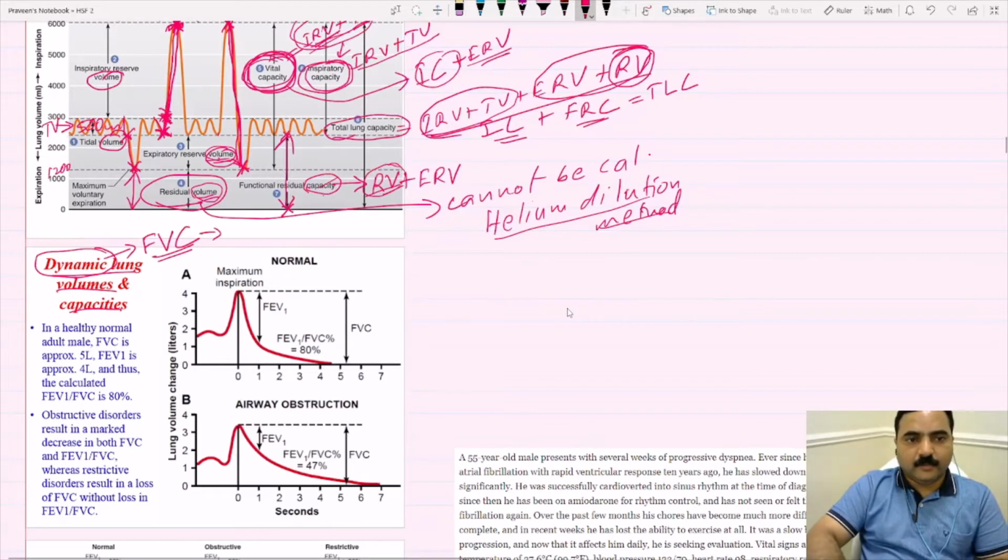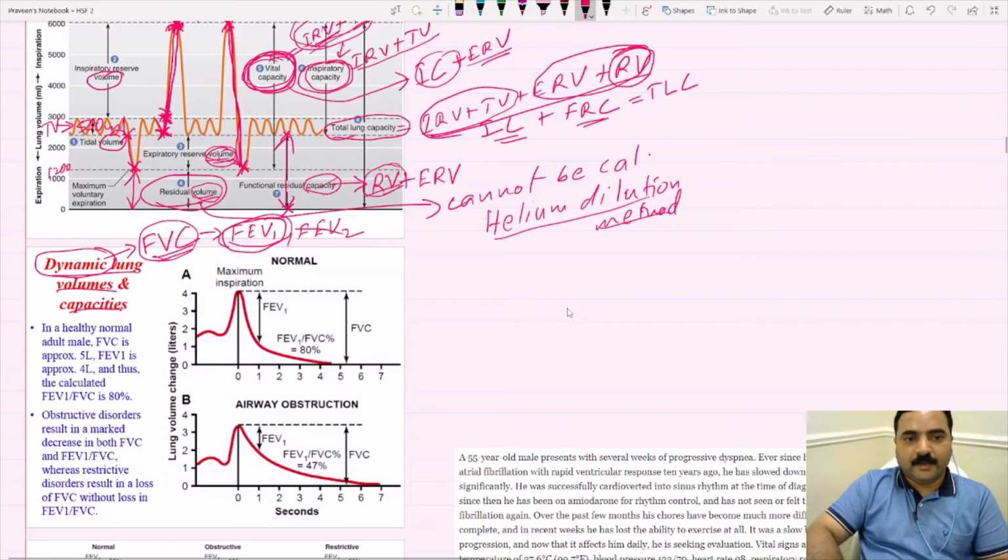In order to represent the time factor, we say forced expiratory volume in the first 1 second, forced expiratory volume in 2 seconds, like that. So FEV1, FEV2, etc. But FEV2 and so on are not so relevant. The most relevant one is FEV1: in the first 1 second, how much air is expired out. So forced vital capacity and FEV1 are two very important parameters to distinguish between obstructive lung disorders and restrictive lung disorders.